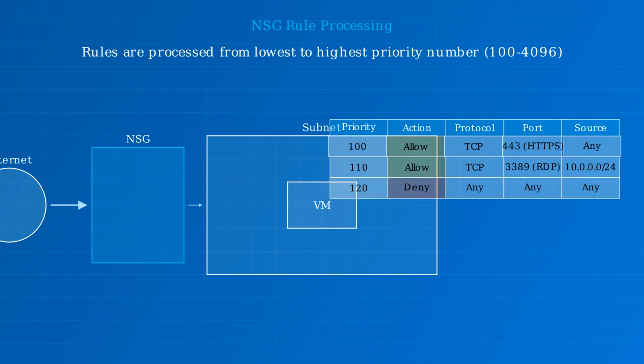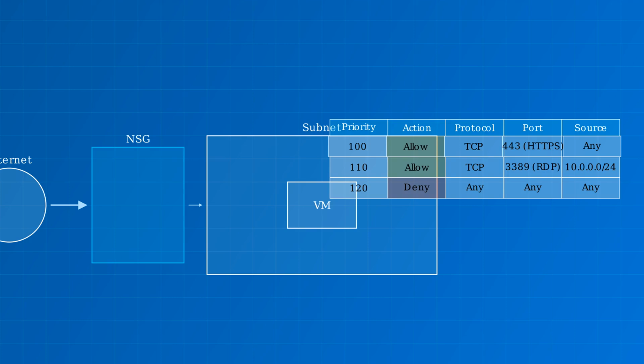Each rule has a priority number between 100 and 4096, with actions to allow or deny traffic based on specific criteria. When traffic arrives, Azure evaluates each rule in ascending order of priority. Here, Rule 100 is evaluated first. If the first rule doesn't match, evaluation continues to the next rule. If traffic matches a deny rule or reaches the default deny rule at the end, it will be blocked. NSGs can be used to define security rules for each subnet, providing a layered security approach.